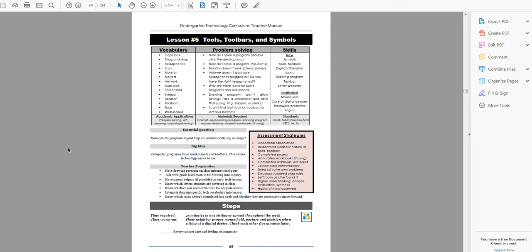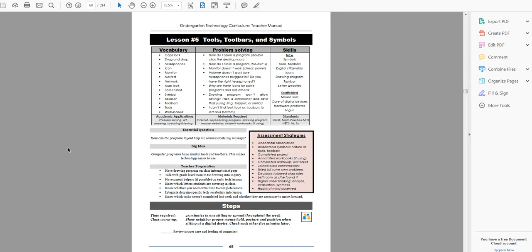Lesson five is on tools, toolbars, and symbols. These are very general topics in learning. Lots of symbols represent other things. Lots of tools and toolbars tell students what to get done in a variety of things besides technology, but they're especially prevalent in technology. It's a great way to reinforce this subject with early learners.